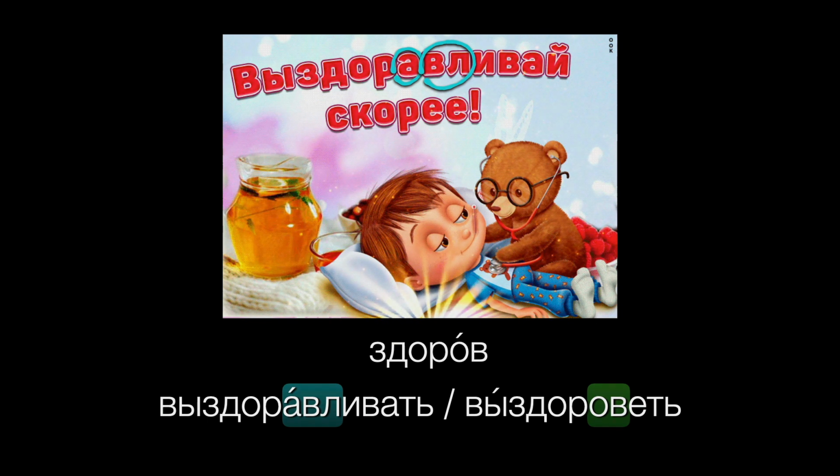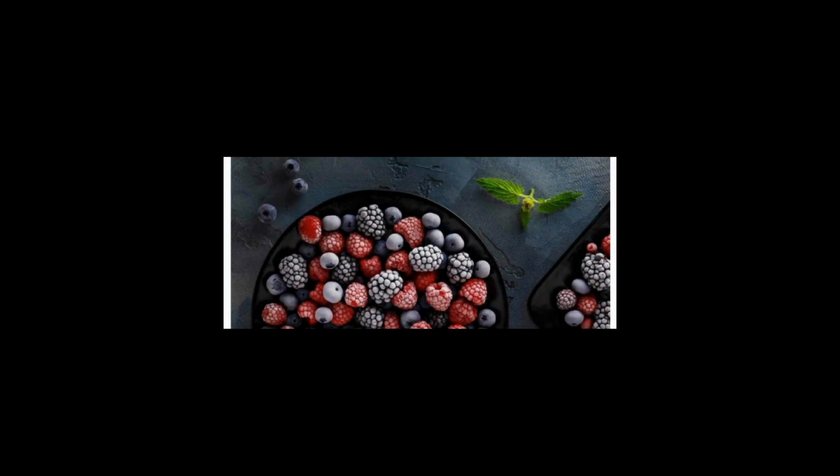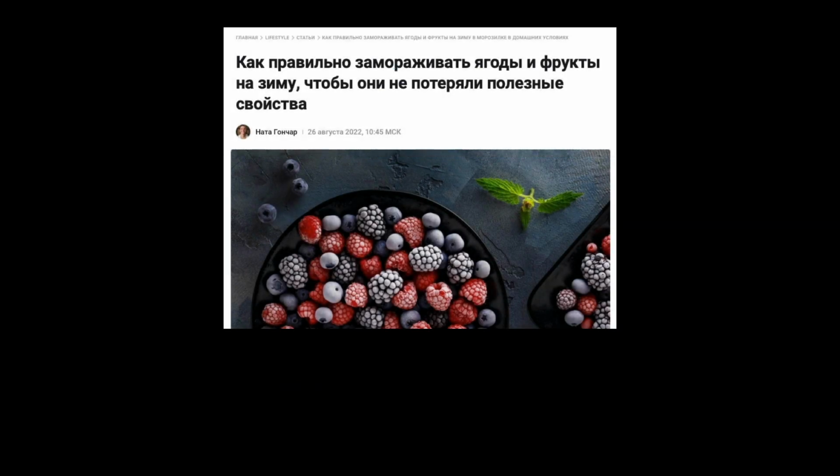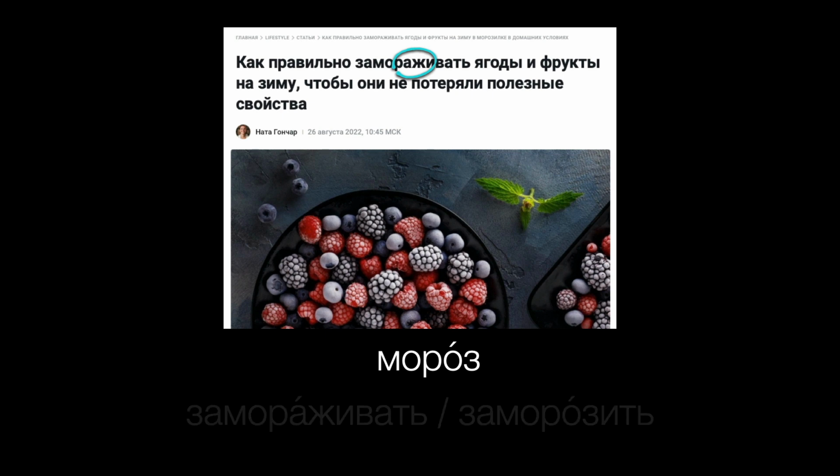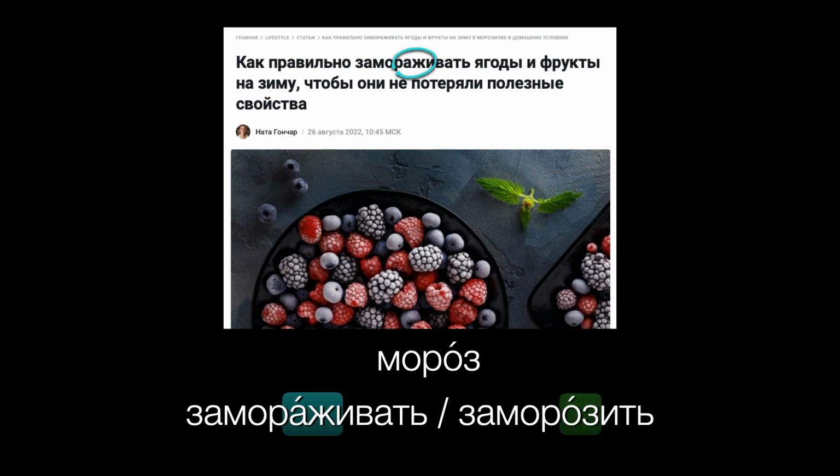If you've been out picking berries and you're not sure what to do with them all, what is this webpage suggesting? Again, thinking of how a can alternate with o and zh can alternate with z can remind us of мороз, frost. So with this in mind and the context, we can guess that замораживать, заморозить means to freeze.